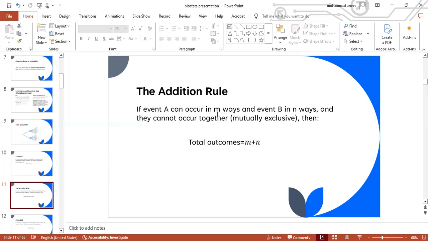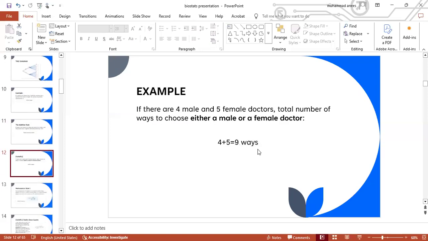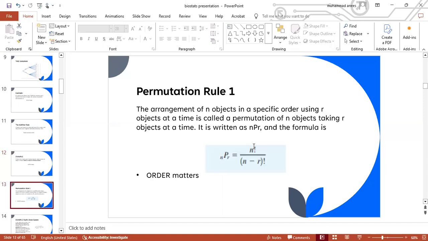So if event A can occur in m ways and event B can occur in n ways and they cannot occur together, that is mutually exclusive, then the total outcomes is m plus n. We can take an example in which there are 4 male and 5 female doctors, and the total number of ways to choose either a male or a female doctor is 4 plus 5, which equals 9 ways.